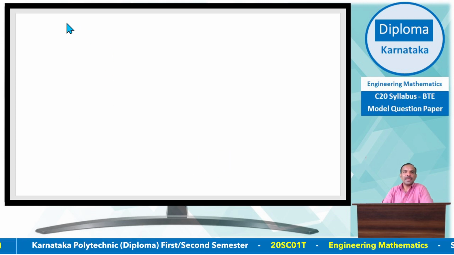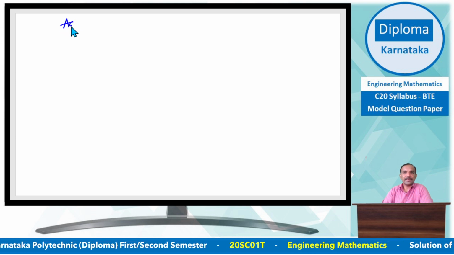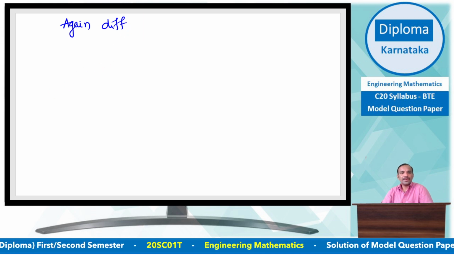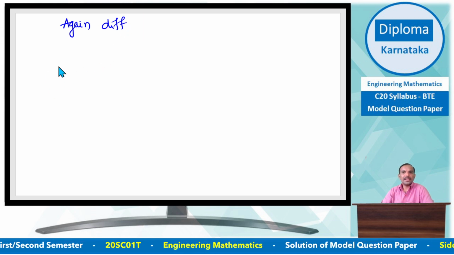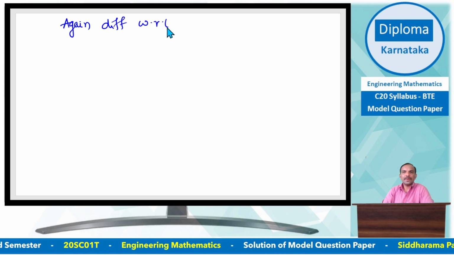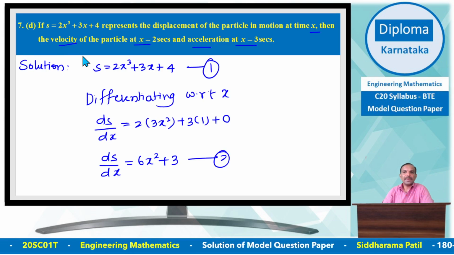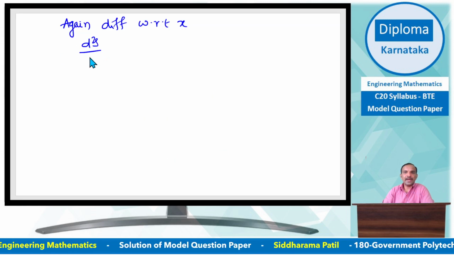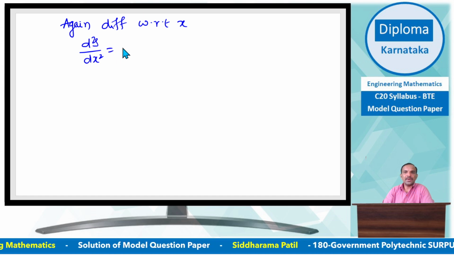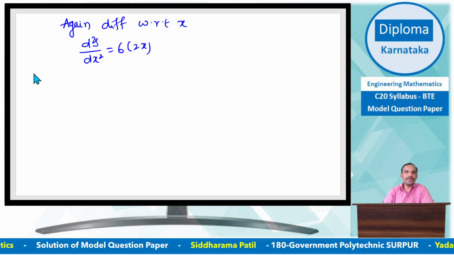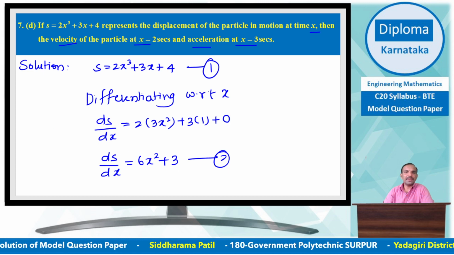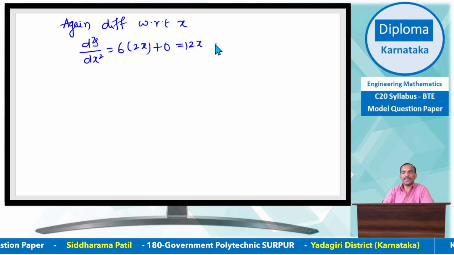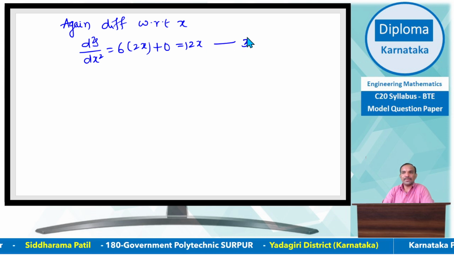Next, differentiating again with respect to x, we get d square s by dx square. d square s by dx square is equal to 6 into 2x, since the differentiation of x square is 2x, plus the differentiation of 3 is 0, which gives 12x. This is equation number 3.